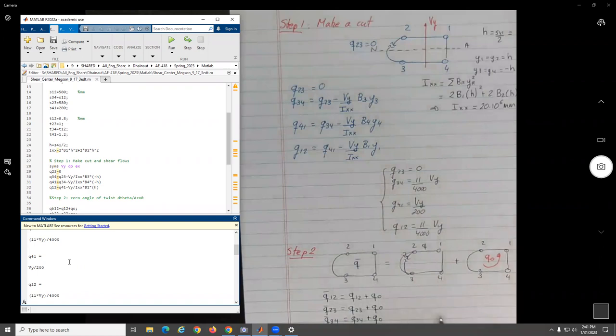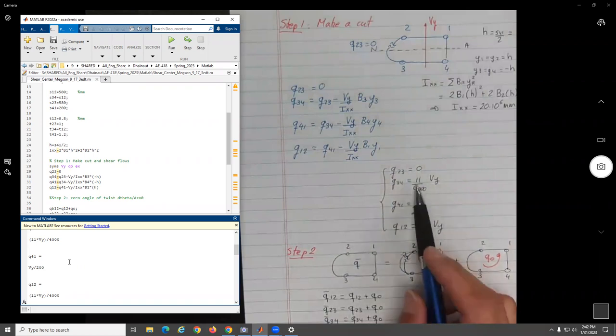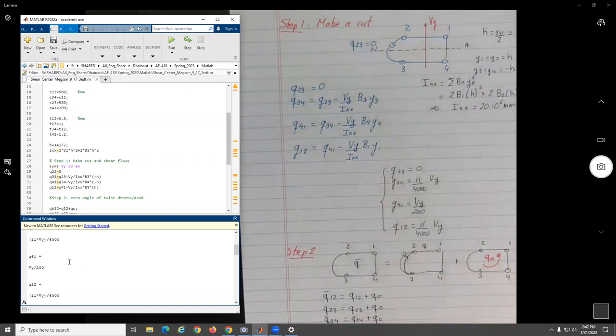Okay, so I'm not going to write it here because it's not going to look pretty, but this one should be equal to what? 11 over 4,000 V sub Y plus Q sub naught, no? Yes, this one should be equal to what? This one will be 0 plus Q sub naught. So really, this one should be equal to Q sub naught. IQ 3, 4 will be 11 over 4,000 V sub Y plus Q sub naught. IQ 4, 1 will be this value here plus Q sub naught.